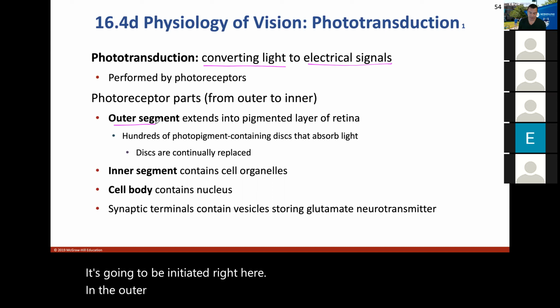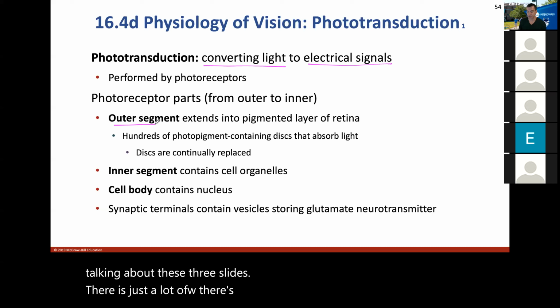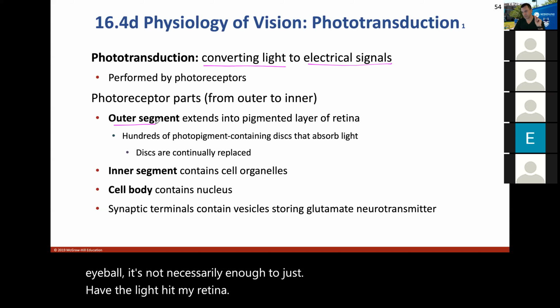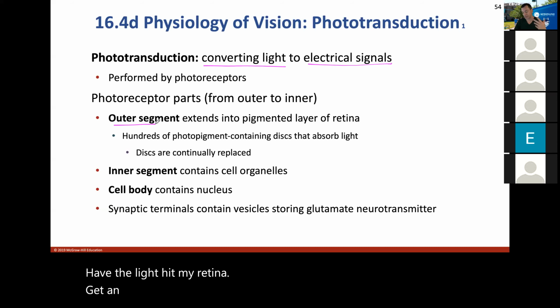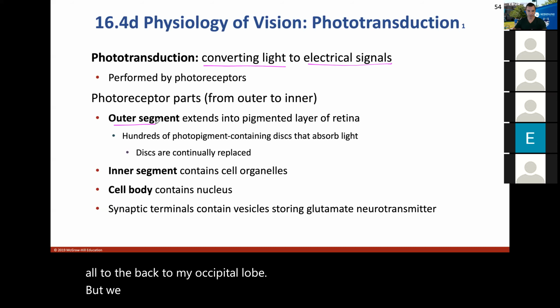We could spend literally an hour talking about these three slides. There's a lot of physiology that occurs here with the eyeball. It's not necessarily enough to just have the light hit my retina and get an image to form, or get electricity to form that sends it all the way back to my occipital lobe.